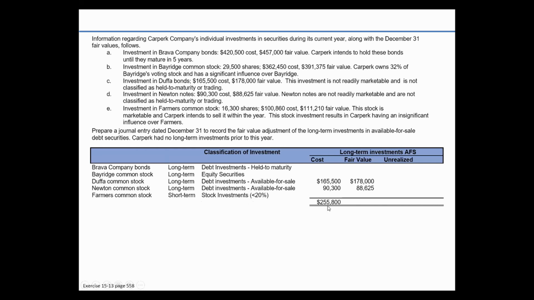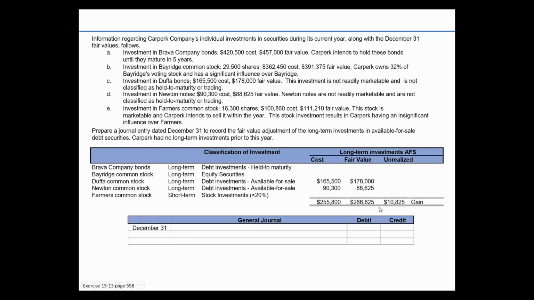And so the total cost for the available for sale long-term investments is $255,800. Total fair value of those is $266,625. So we have an unrealized gain in the amount of $10,825. And so we would record this with a debit to the fair value adjustment AFS for $10,825 and a credit to the unrealized gain in equity in the amount of $10,825.